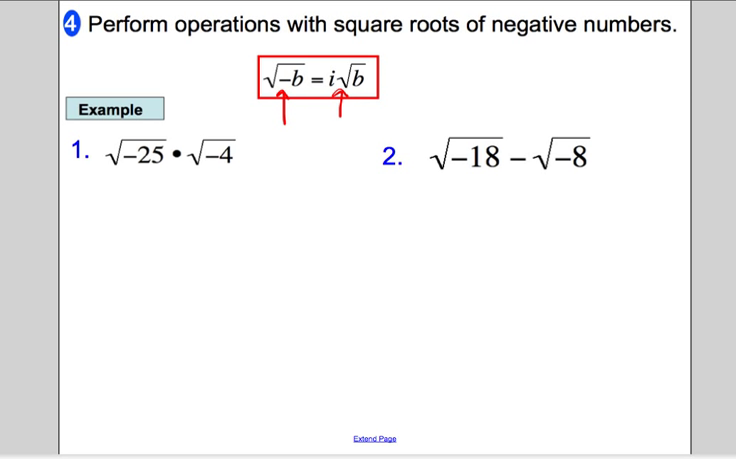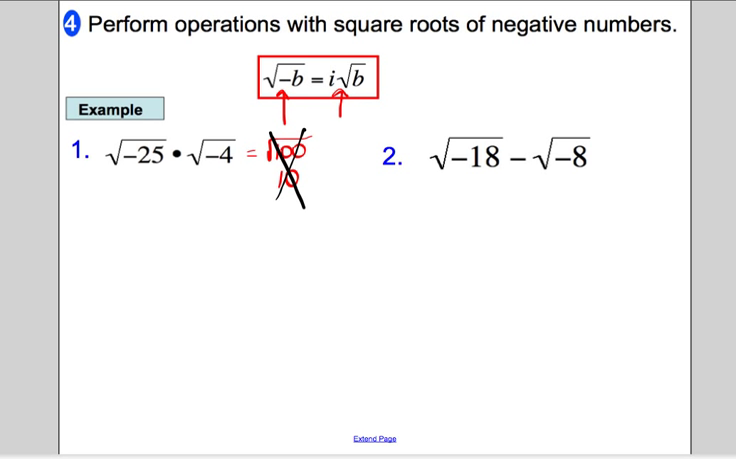So for the first example, the square root of negative 25 times the square root of negative 4. Now, one common mistake would be to follow our usual rules for square roots where you can multiply underneath. If you do that, you end up with the square root of 100, which is 10. That's not the case here. You can't multiply 2 square roots of negatives like that. Instead, we first have to pull the i's out in front.